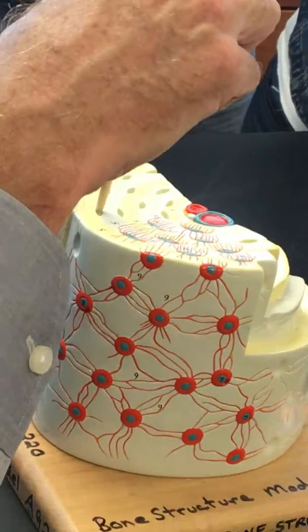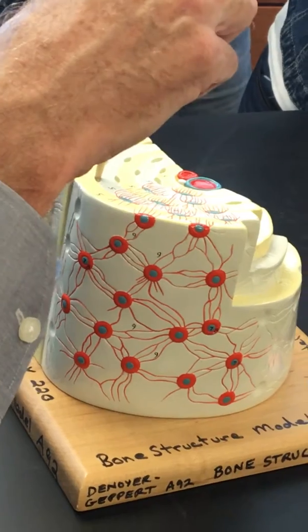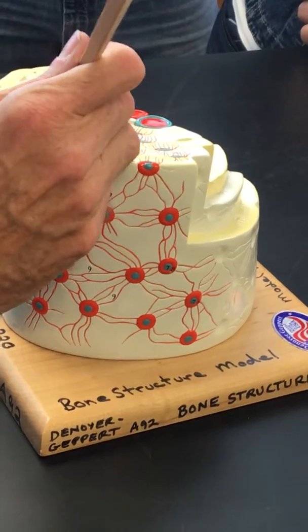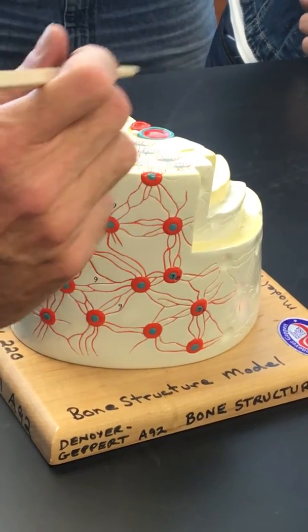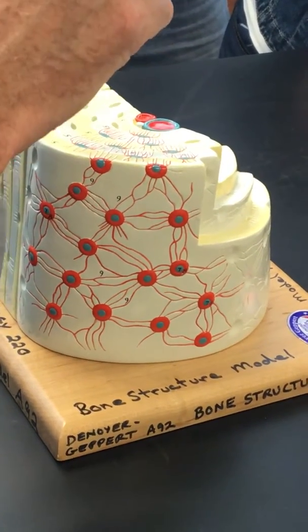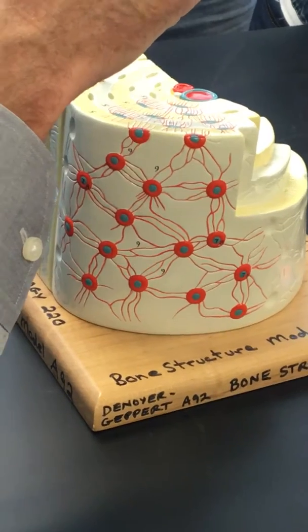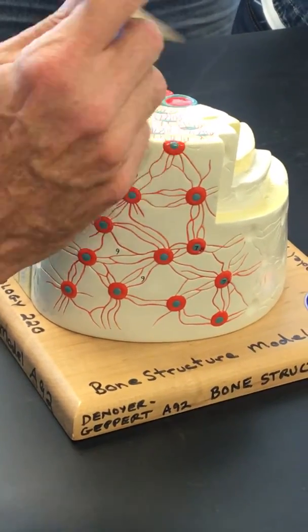What's that pit? Starts with an L. Lacuna. What's that groove, or these grooves? Canaliculi. So, what should fit in here? The cell body of an osteocyte. What should fit in the grooves to either side? The cell processes of that osteocyte.